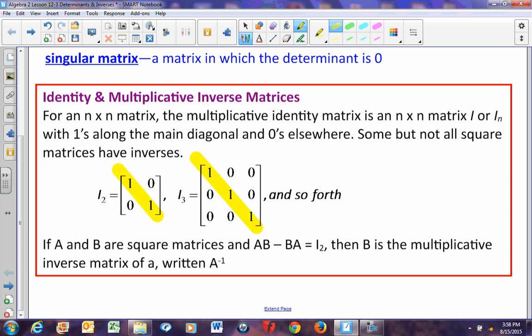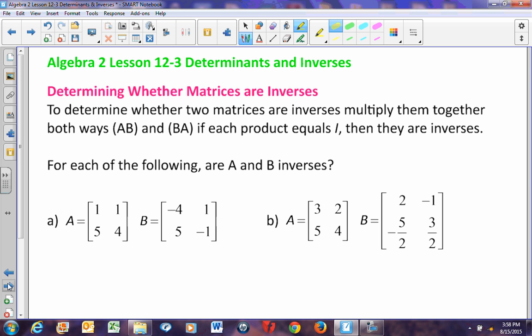So if A and B are square matrices, and AB equals BA equals the identity matrix, then B is the multiplicative inverse of A, written A to the negative first, which is the inverse matrix. It's not the negative matrix, it's called the inverse matrix. It's going to be a bit confusing until we start using it. Once we start using it, it'll make a bit more sense.